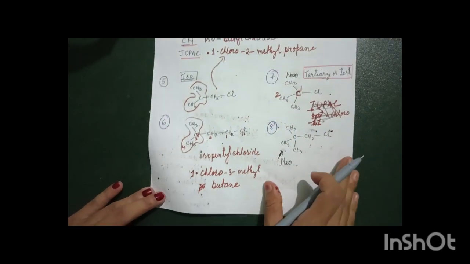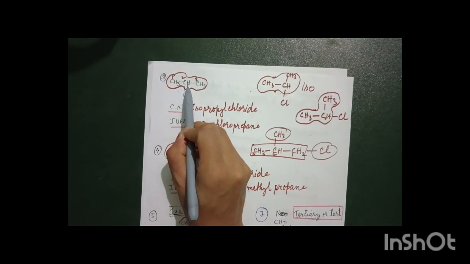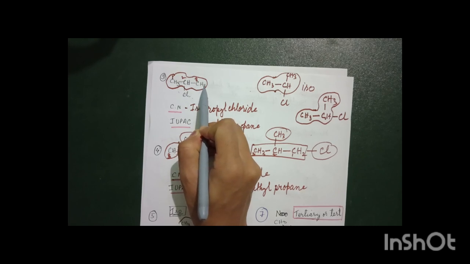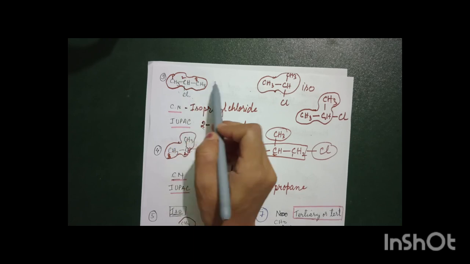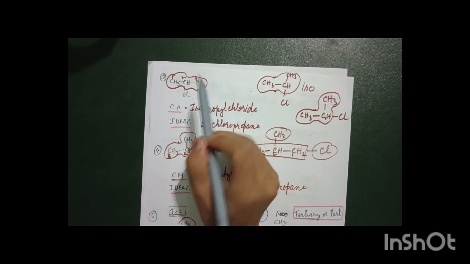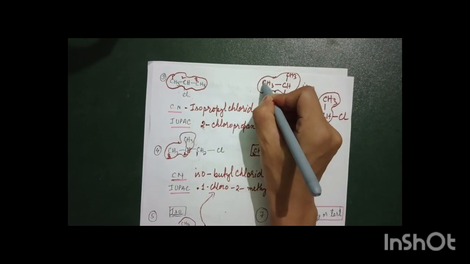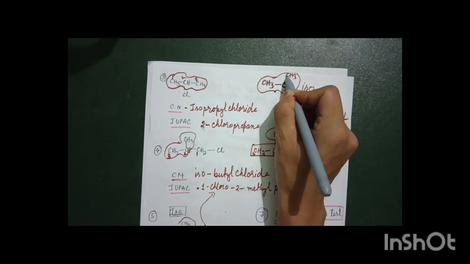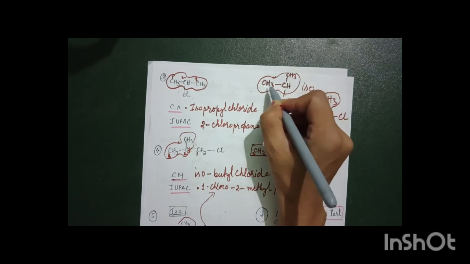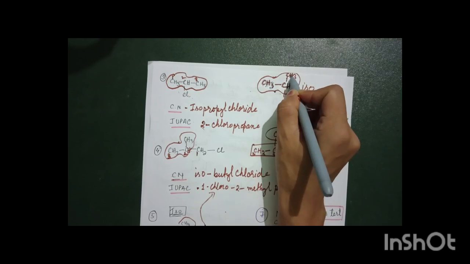Let us go to the next compound. Here CH3, CH3. What will be the common name? There are 3 carbons, so you will write propyl chloride. But we have to write it in the proper way. Whenever you see CH3 bonded to CH3, with 2 terminal CH3, meaning ending CH3, then CH.